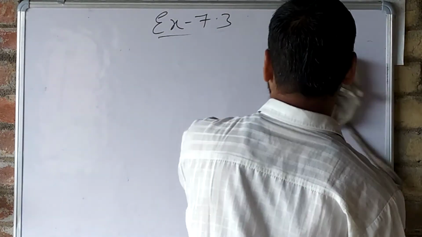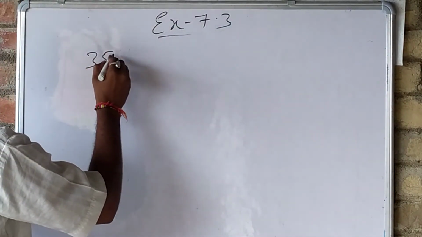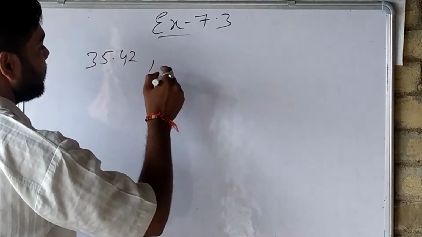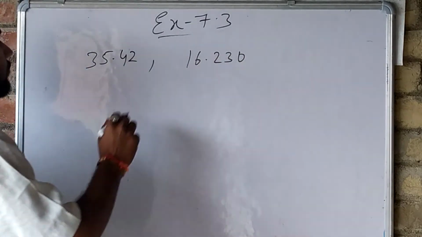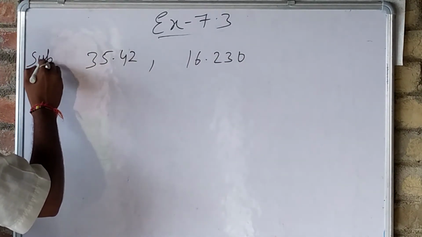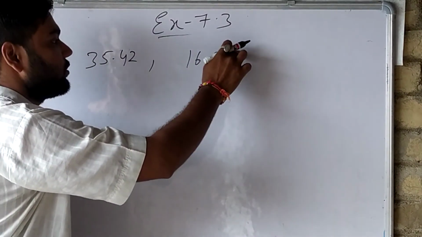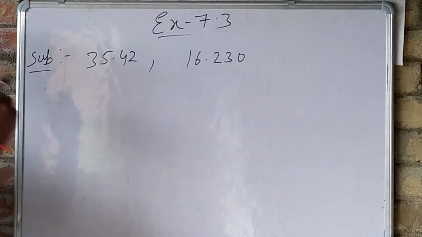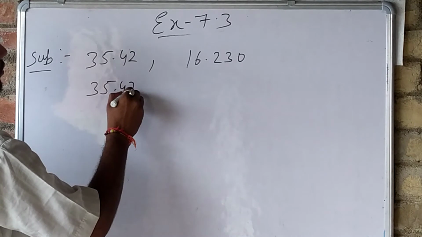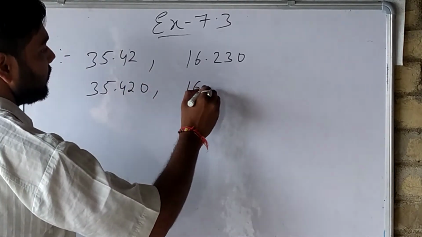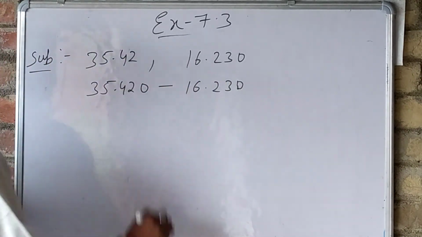Okay, first we have to convert. Like, we will have 35.42 and 16.230. We have to subtract. So what we have to do is first convert into like decimals: 35.420 and 16.230. Okay, we have to subtract.